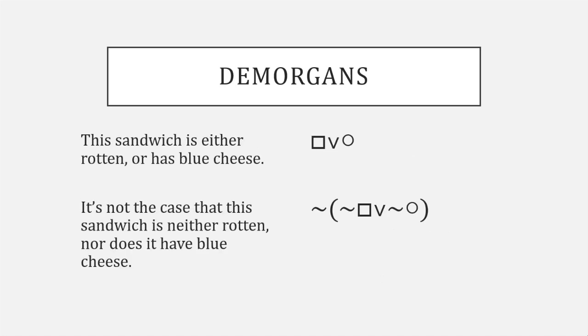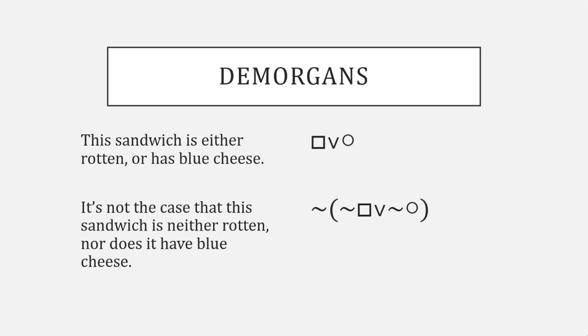Yeah, so one more natural language version. This sandwich is either rotten or has blue cheese. You've got a smelly sandwich. You don't know what it is. Either something's gone bad or it's got some very expensive cheese in it. So you can derive from that. It's logically equivalent to, it's not the case that the sandwich is neither rotten nor does it not have blue cheese.